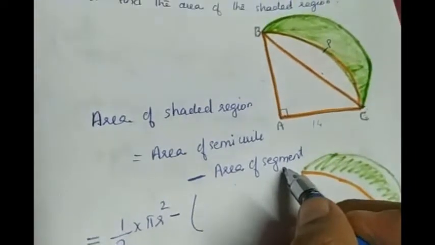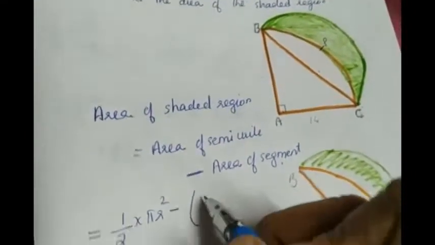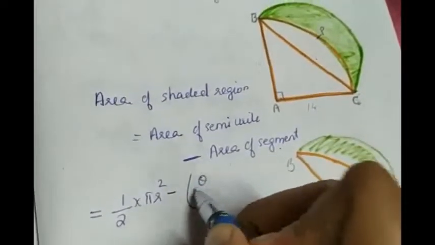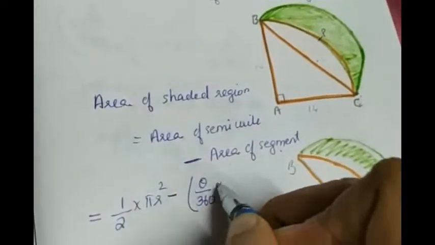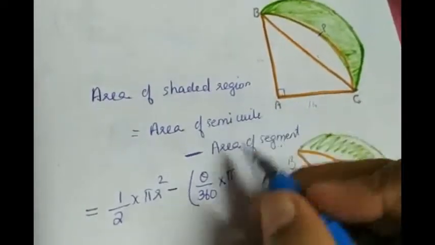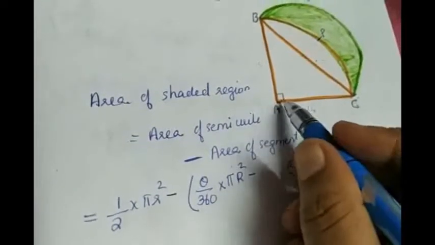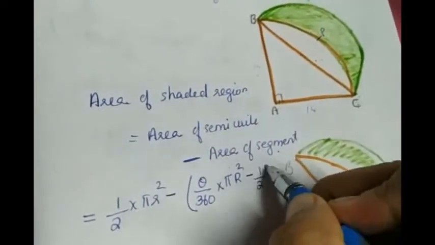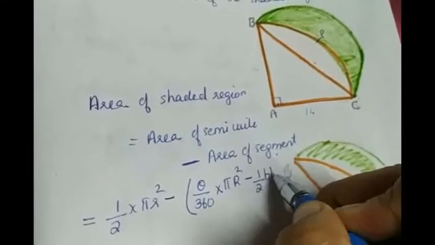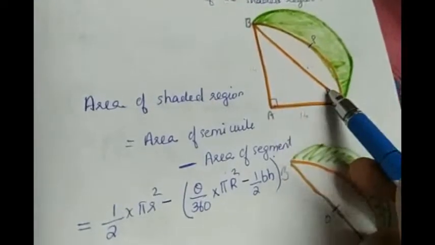segment? Area of the segment is actually area of the sector minus area of the triangle. Area of the sector, what's the area? Theta divided by 360 into pi r square, where we have to take the given radius, isn't it? So pi r square minus area of triangle. Since it is 90 degree, we can take the area of the triangle as half b h. Okay, area of the sector minus area of the triangle.